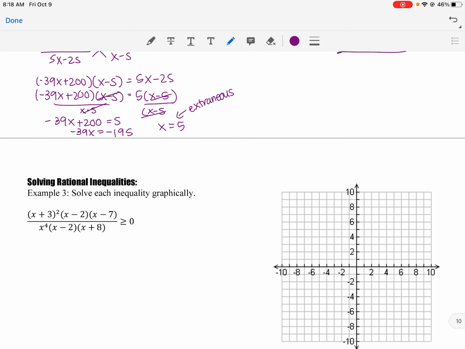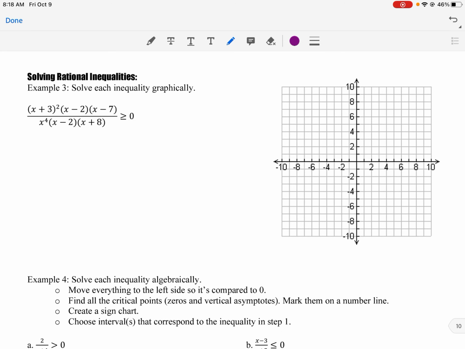Okay, so now let's do it when we've got inequalities, right? Once again, you could solve these algebraically or you can solve them graphically, right? This first one wants us to go ahead and solve it graphically. So let's go ahead and notice what we got. First of all, I notice, hey, there's a factor that cancels, right? So that means there is a hole at x equals 2. To find that y value, remember, we're going to plug 2 into that simplified version, so 2 plus 3 squared, 2 minus 7, divided by 2 to the 4th, 2 plus 10.